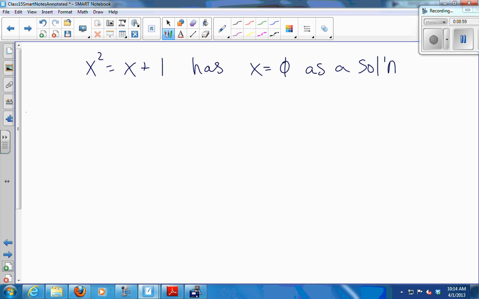That means that if I plug phi into this equation, it's true. That's what it means to be a solution. Phi is a value that when you replace x's with it, the equation is true. So phi squared equals phi plus 1. Definitely true. All right, so let's say I wanted to know what phi cubed equaled. New question. I want to know what phi cubed equals.